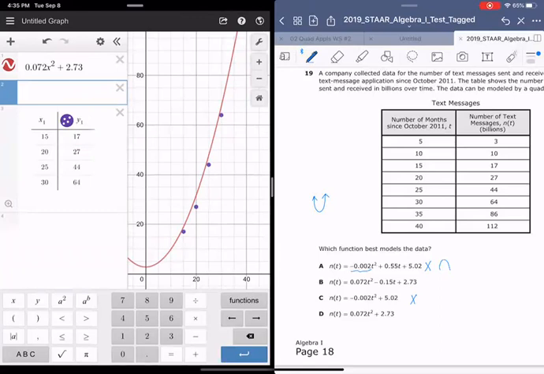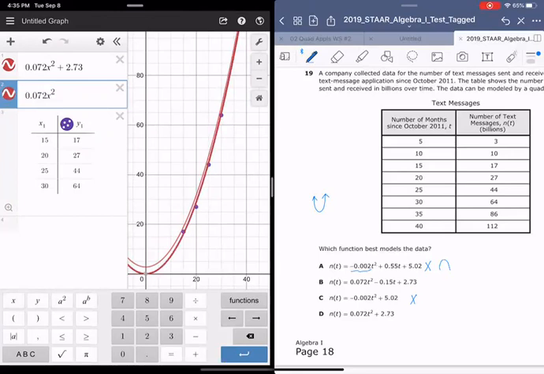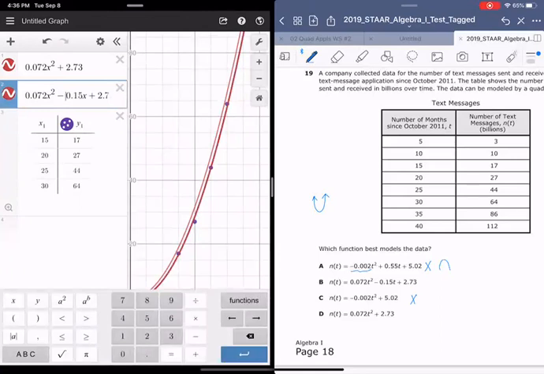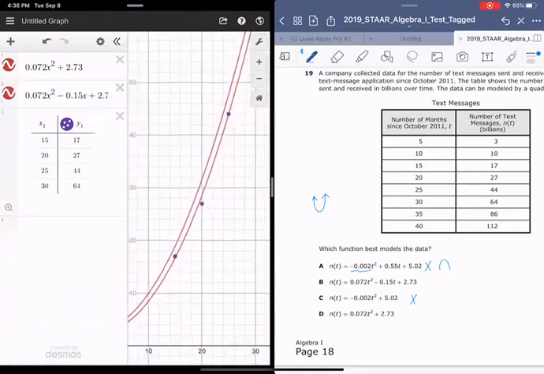So B is 0.072 x squared minus 0.15 x and then plus 2.73. You see here? Yeah. So which one is exactly on this line? This new one, right? Yeah, this new one is even better. Do you agree?